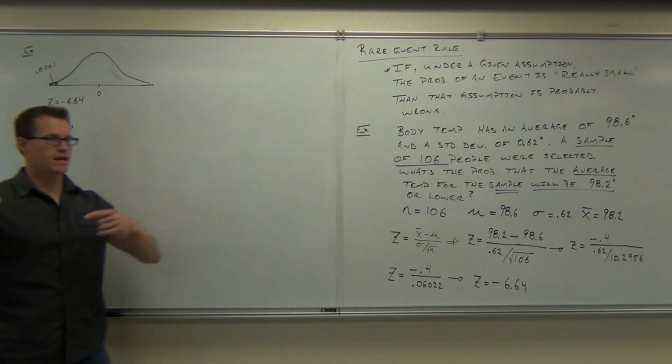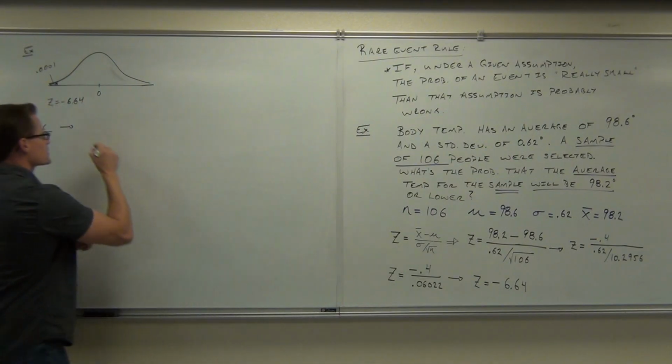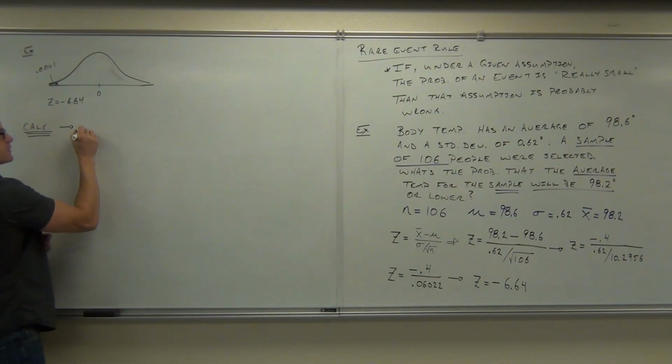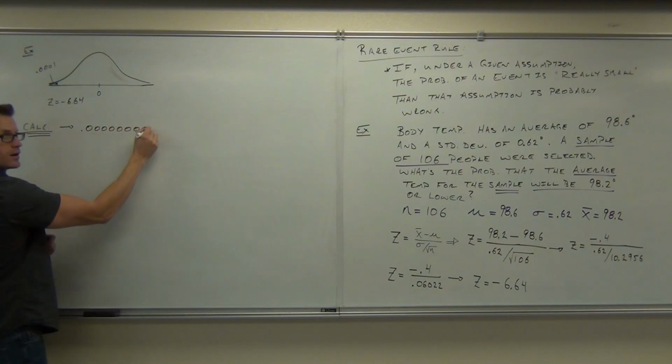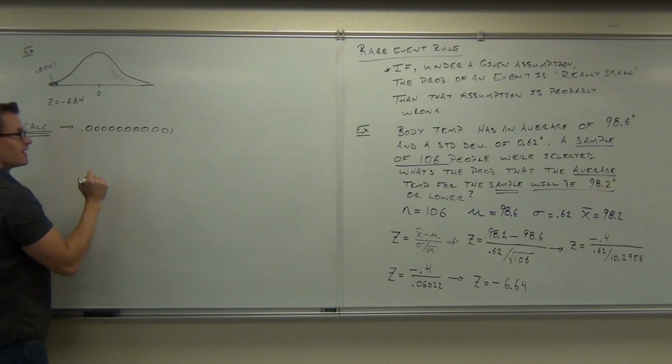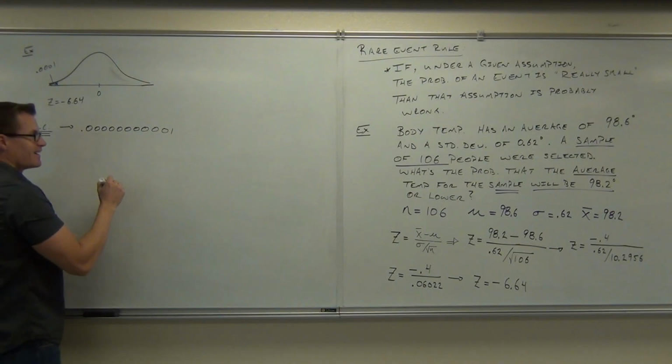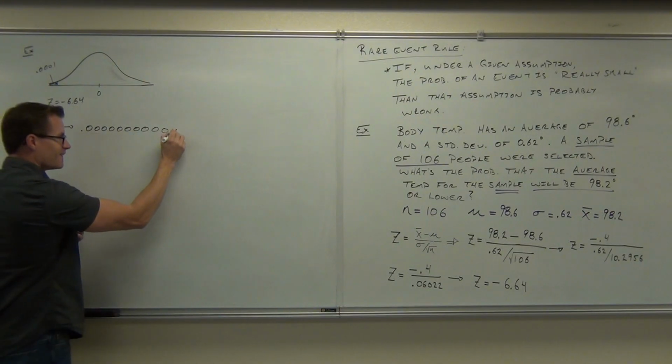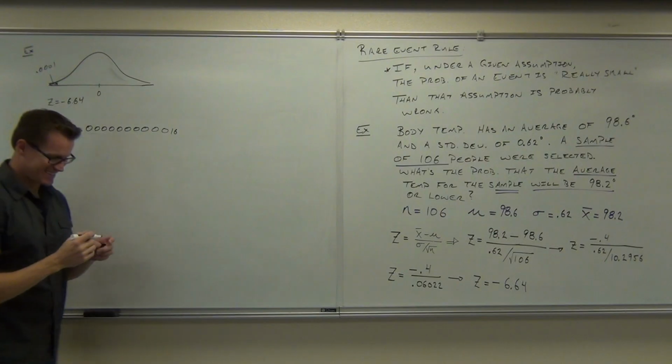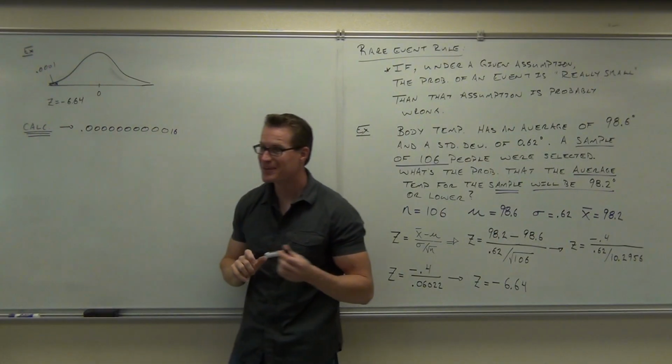You plugged in negative 10 to negative 6 point, how many zeros? Ten of them to the right of the decimal. Like that? 1577 at the end. There you go. Okay. Is that a large probability?